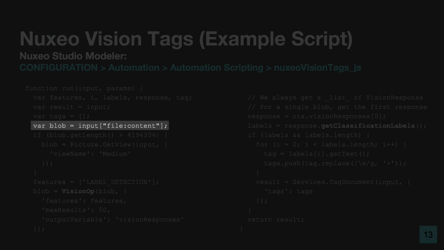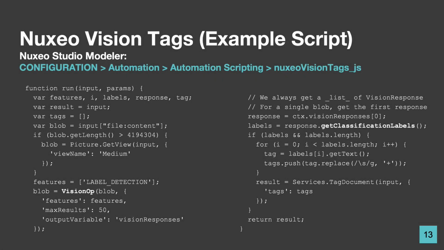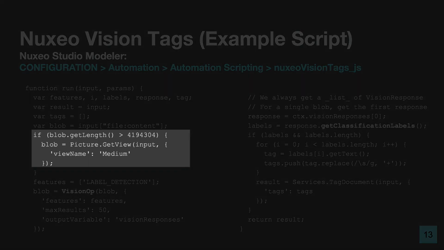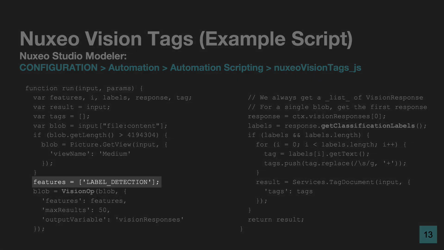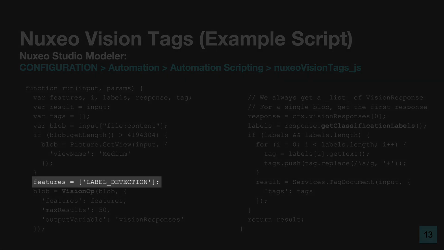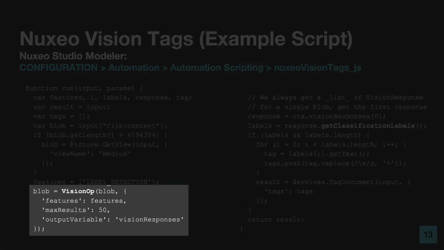Now, there is a file size limit for uploading images to Google Vision. So we need to make sure that if we're larger than that limit, we're going to get the medium view rendition of that image. In this case, we're only going to call one feature, which is the label detection. So we specify our vision operation here, and we pass the name of the blob, the reference to the blob, and then the features that we want.